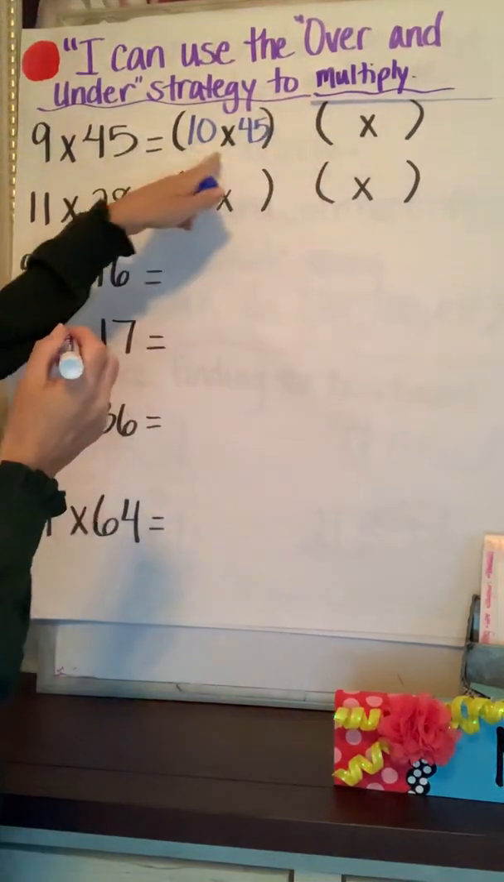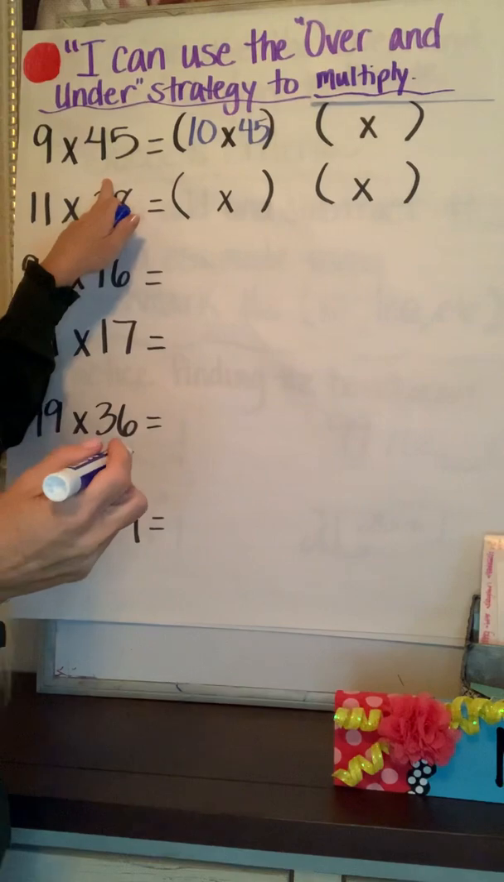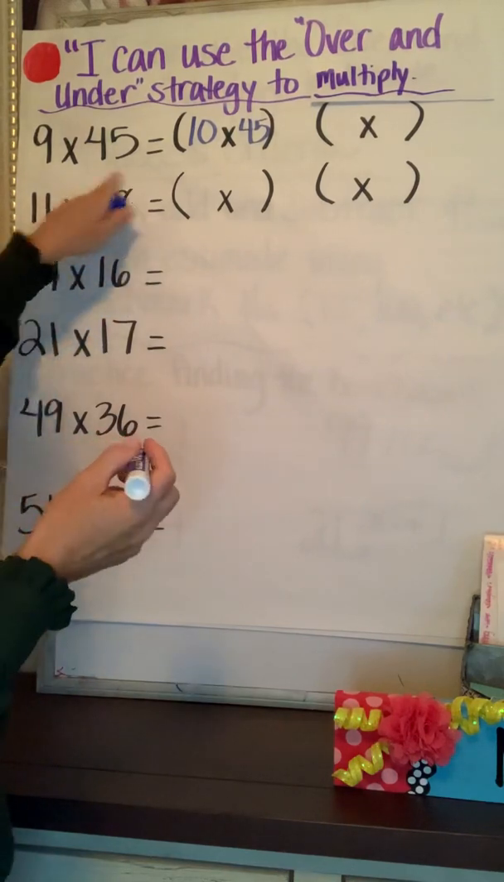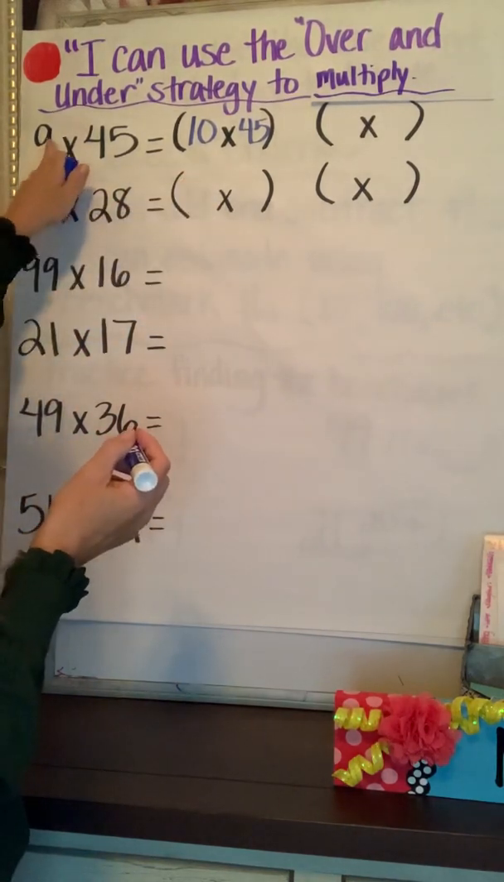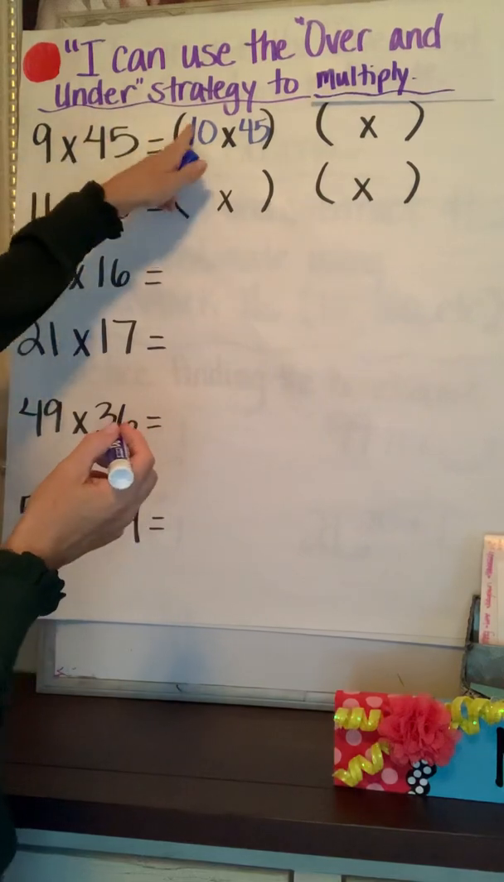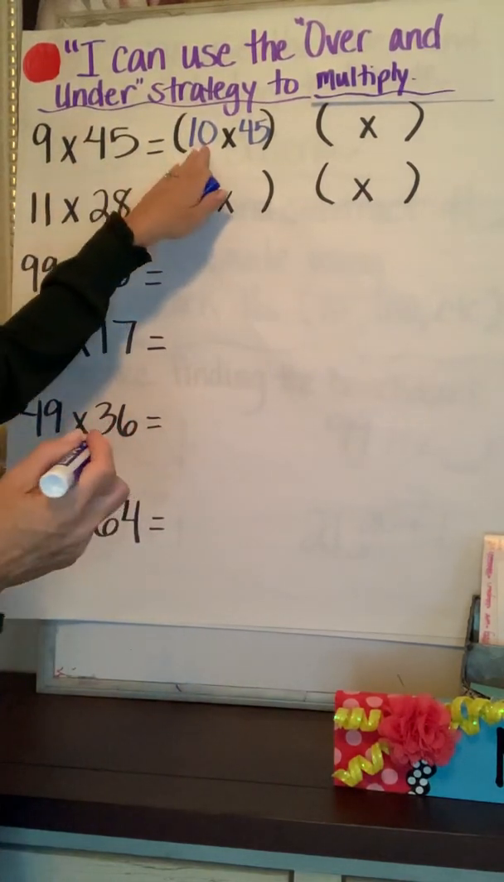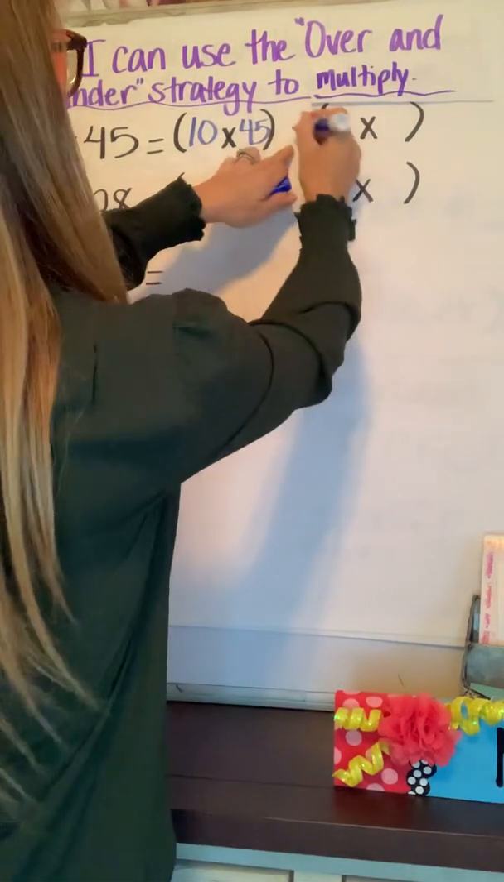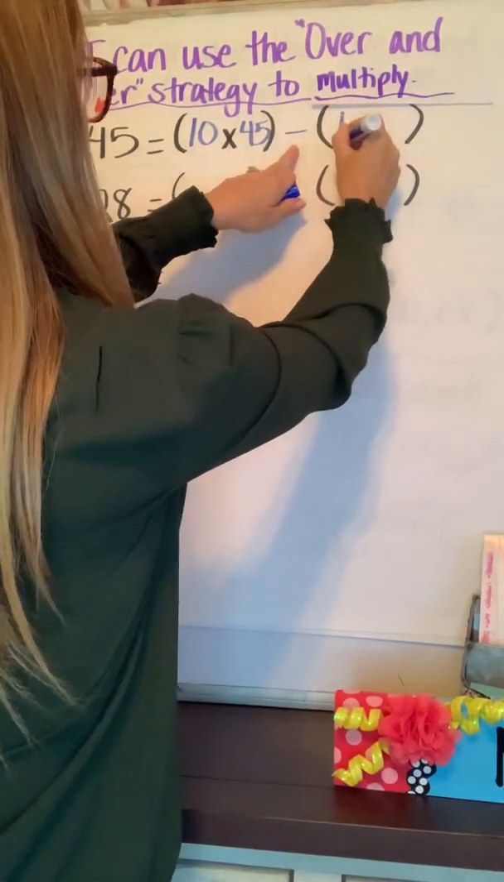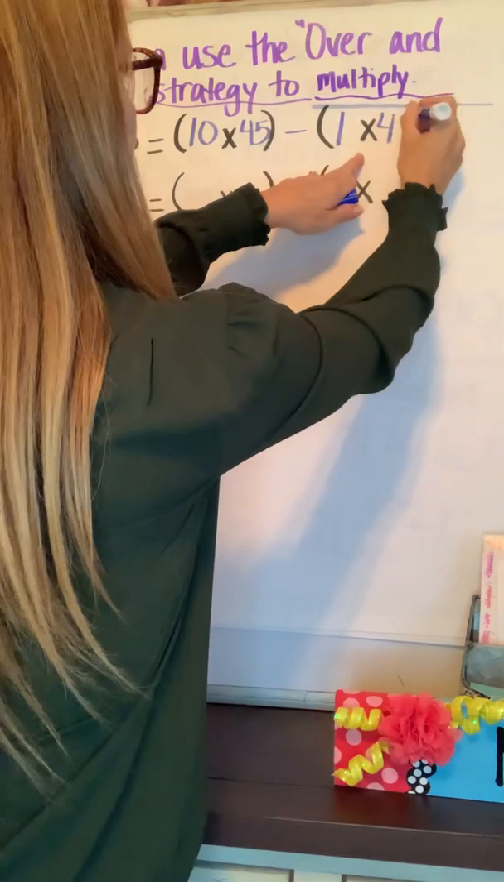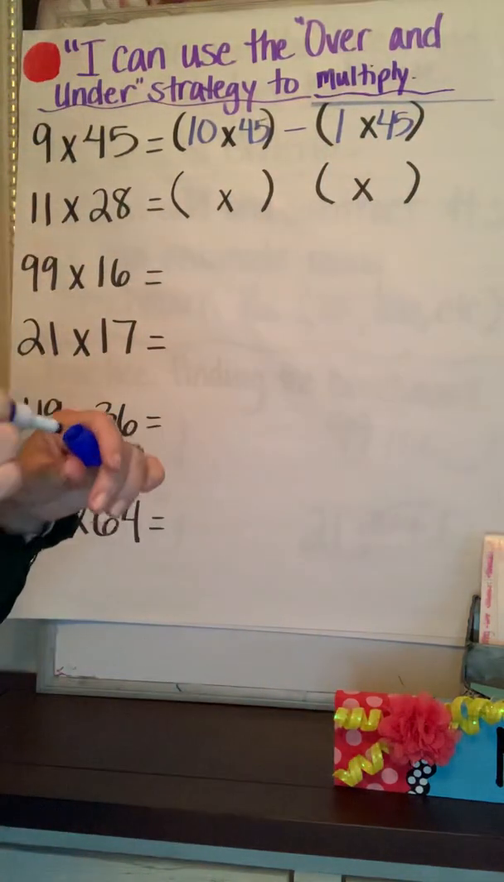Now I can't just change the problem. I can't do that in math. We're being asked to solve this, but I changed it. Now when I changed it, I went over 1, I went up. So I have to get this back to 9. So how can I make 10 be 9? Well, that would be minus 1 group of 45. So let's take a look at what that means.